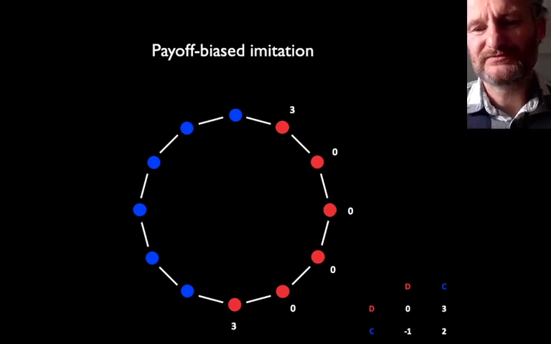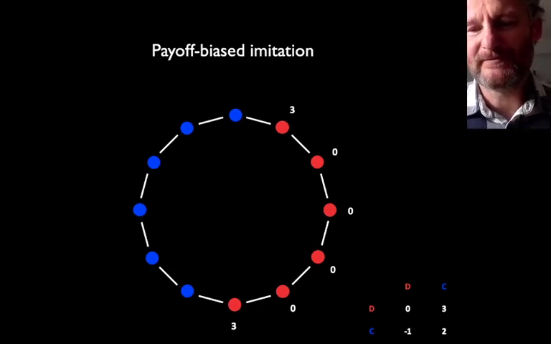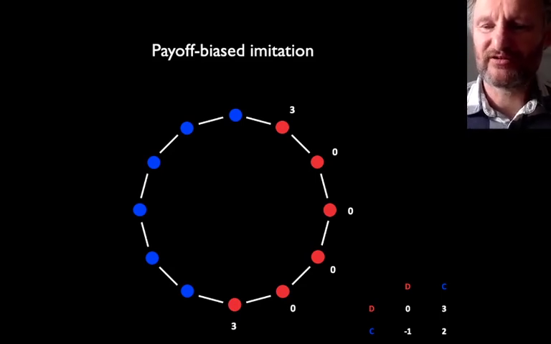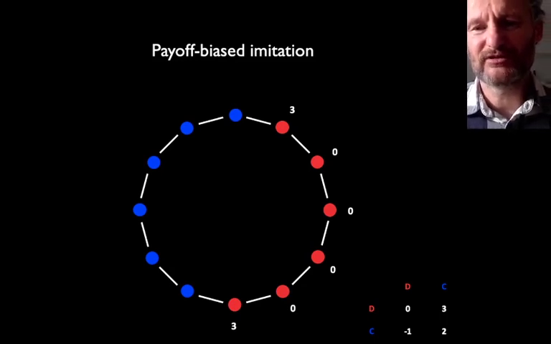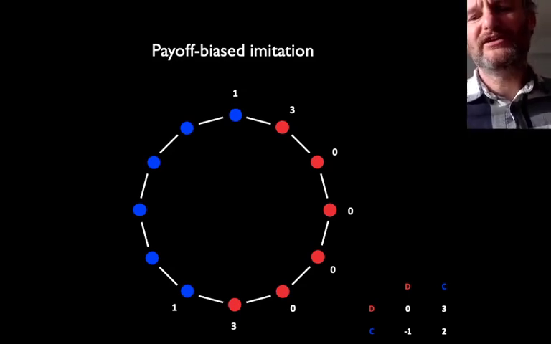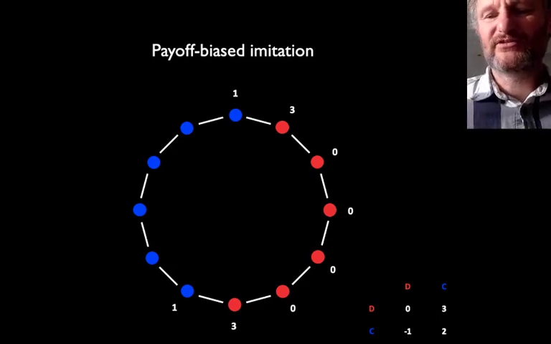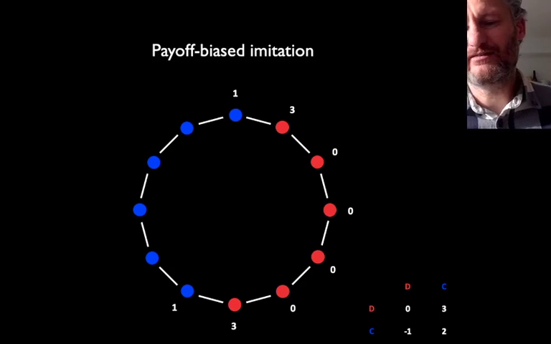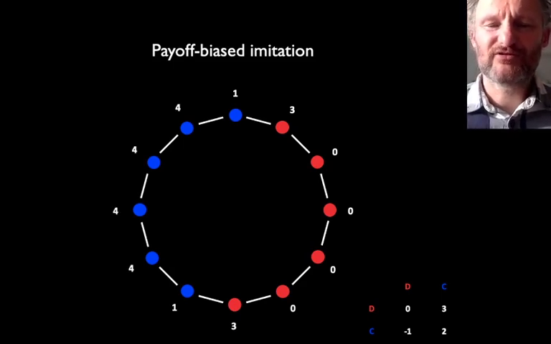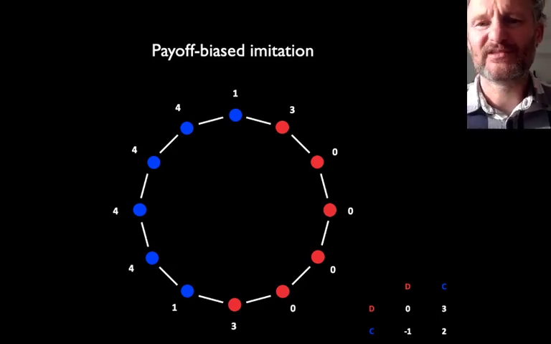Then there's two defectors that have one blue neighbor and one red neighbor, so they get a payoff of 0 from the red neighbor and a payoff of 3 from the interaction with their blue neighbor. Then there's two cooperators on the boundary. They get -1 from interacting with their defector neighbor and +2 from interacting with their cooperator neighbor, and that adds up to 1. And then there's a bunch of cooperators that get 2 from the left and 2 from the right, and therefore they get a payoff of 4.